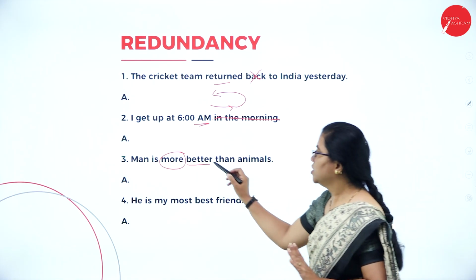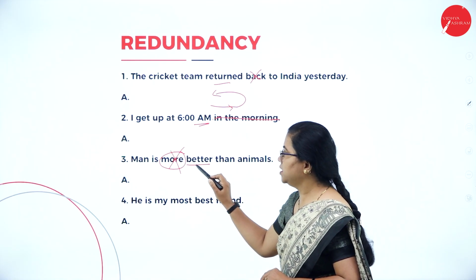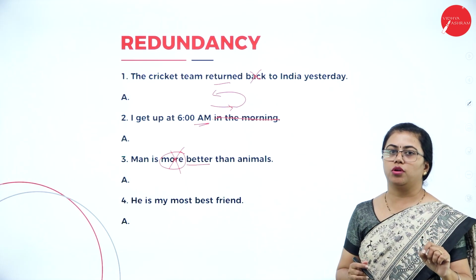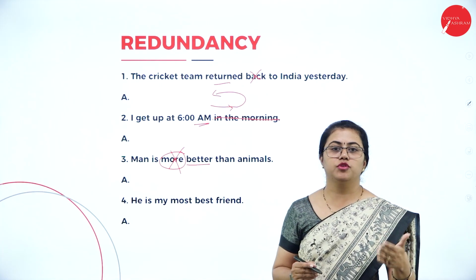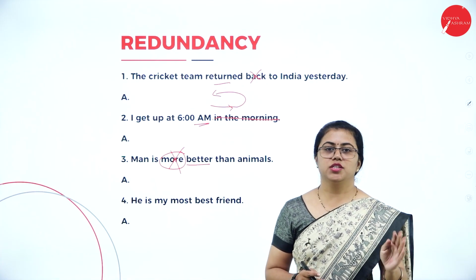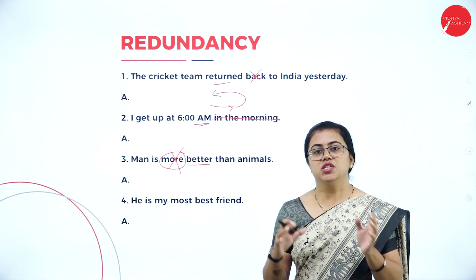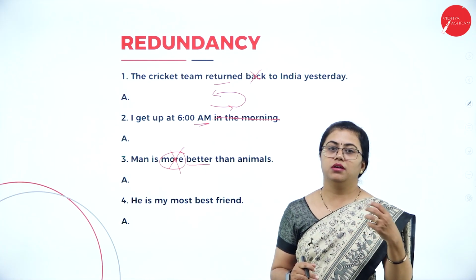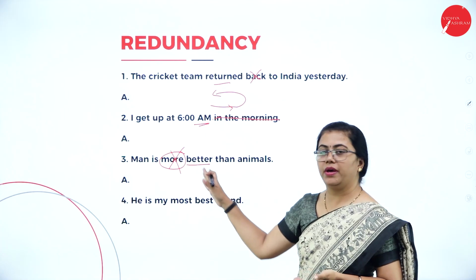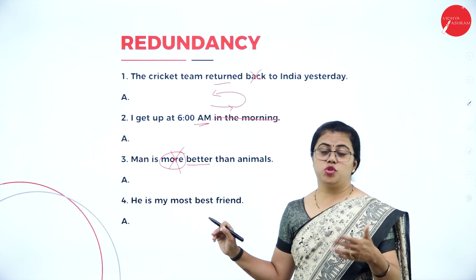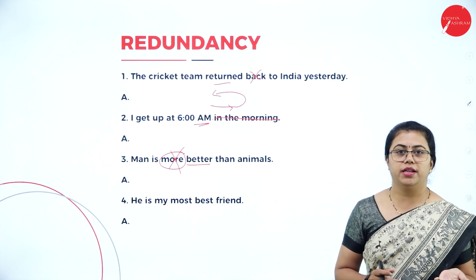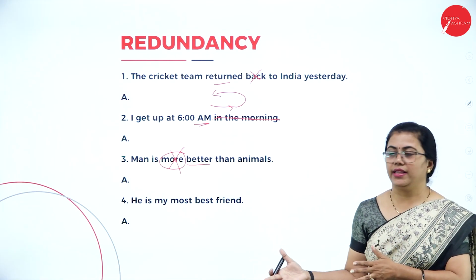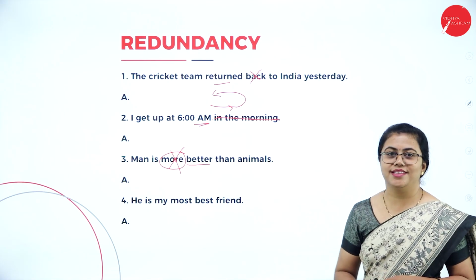So good, better, best is the way you use it. Better is enough, but for a few words you need to use more. Like beautiful, you have to say more beautiful, most beautiful. It is not beautifuler or beautifulest. So whenever you have to use more, you have to use it. Whenever you are repeating, like you are using two comparative degrees here. Sometimes you may use two superlative degrees also. So he is my most best friend, like that.